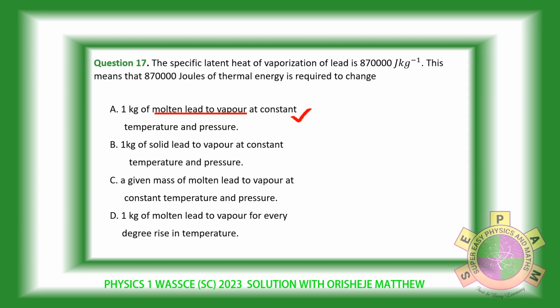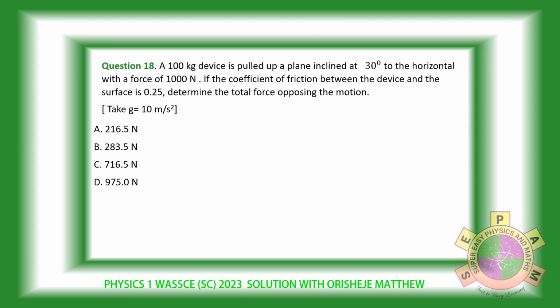This is just a question that tests the definition of latent heat of vaporization. Question 18. A 100 kilograms device is pulled up a plane inclined at 30 degrees to the horizontal with a force of 1000 Newton. If the coefficient of friction between the device and the surface is 0.25, determine the total force opposing the motion. Take acceleration due to gravity as 10 meters per second squared.